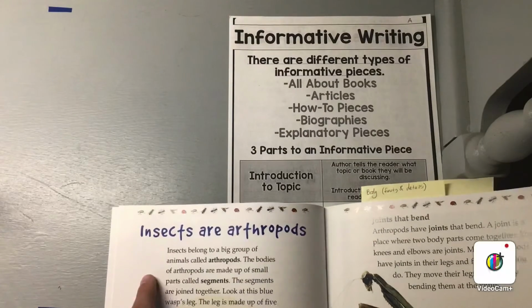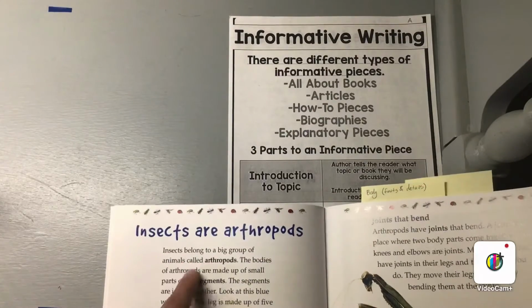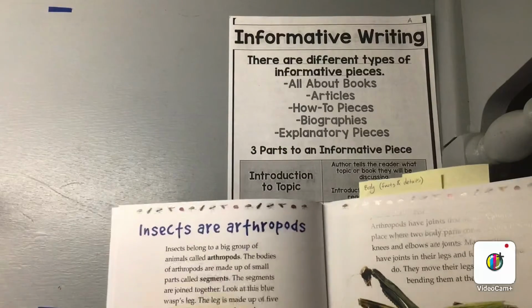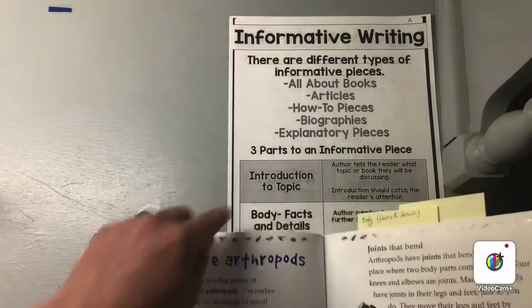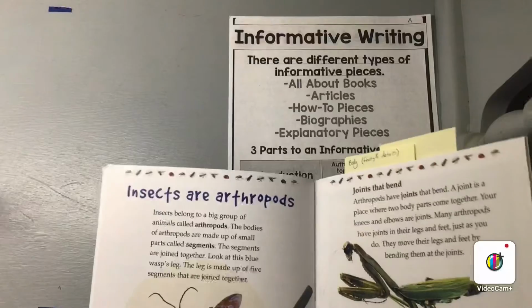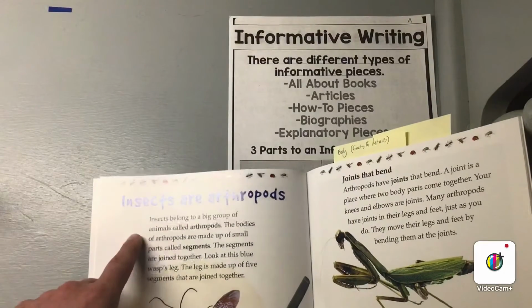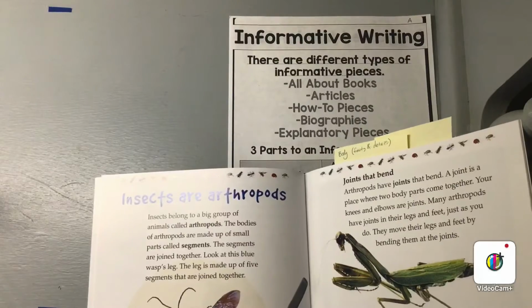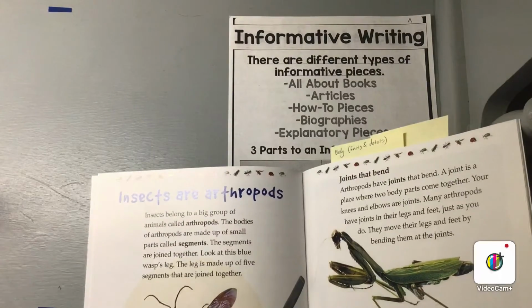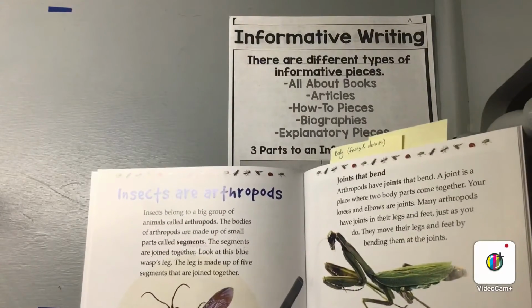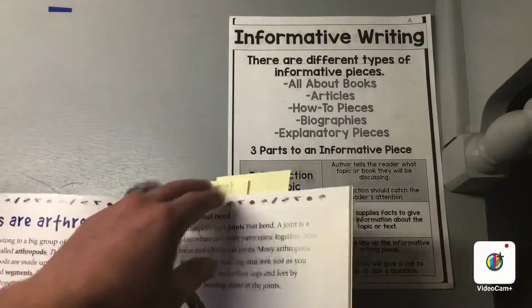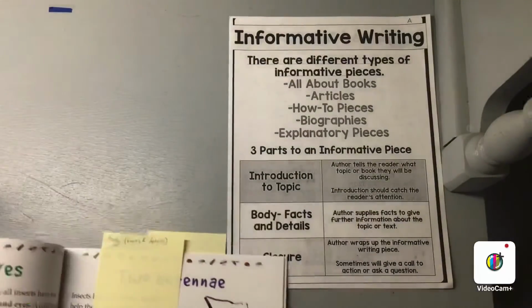And then it tells us what we're going to be discussing: insects and their bodies and the way that they are segmented. So that's a good introduction. That is telling us what we're getting ready to read, and it introduces you. If you didn't know about insects and their bodies and the way that they're formed, then this helps you further identify that.